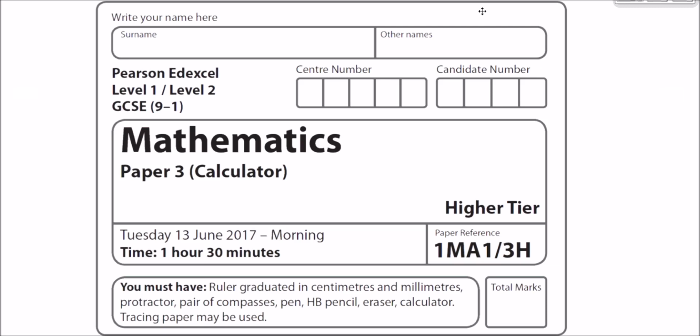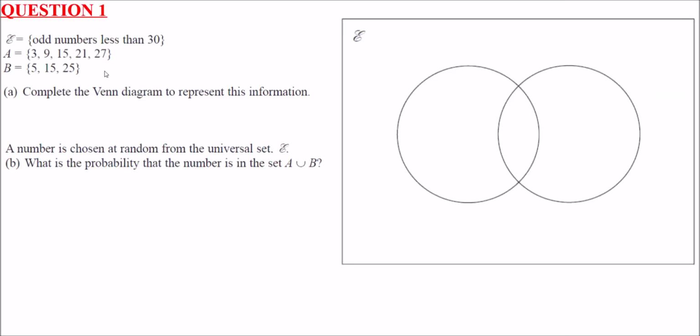Let's have a look together at question number 1. For question 1, we have what's called a Venn diagram. This curly fancy E means all the odd numbers which are less than 30. So all the odd numbers less than 30 have to go somewhere in this rectangle. It could be an idea to just write down all the odd numbers less than 30, just along the top. Obviously this is going to be tedious, but it's going to be useful. So 1, 3, 5, 7, 9, 11, 13, all the way up to 30. Obviously not including 30, because 30, as you know, is even.